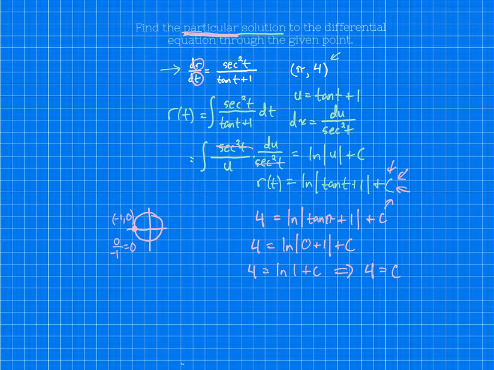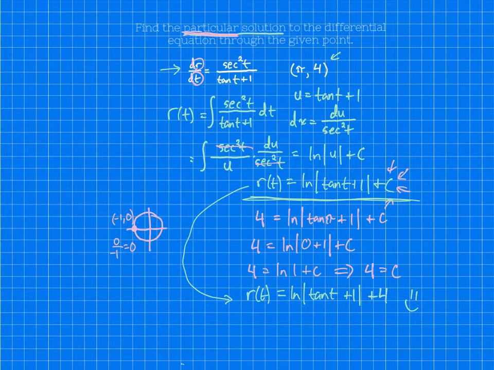Okay, and now what we can do is rewrite our initial equation now that we know what c is. So I'm just going to go down here and completely rewrite it. R of t equals ln of tangent of t plus 1 plus 4. Okay, there we go. Happy day.